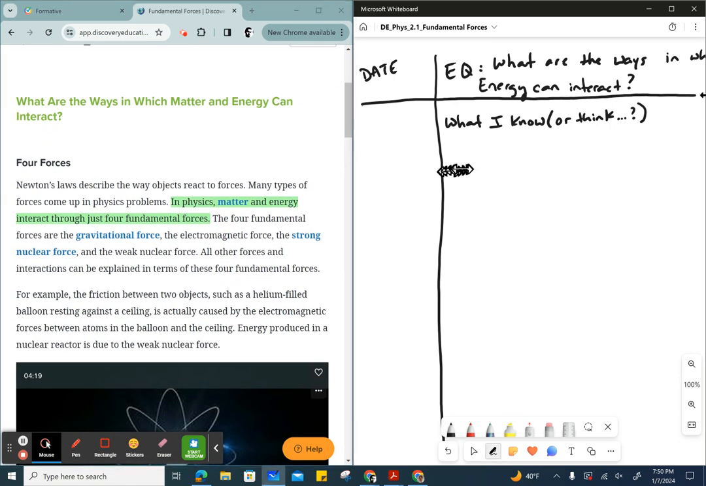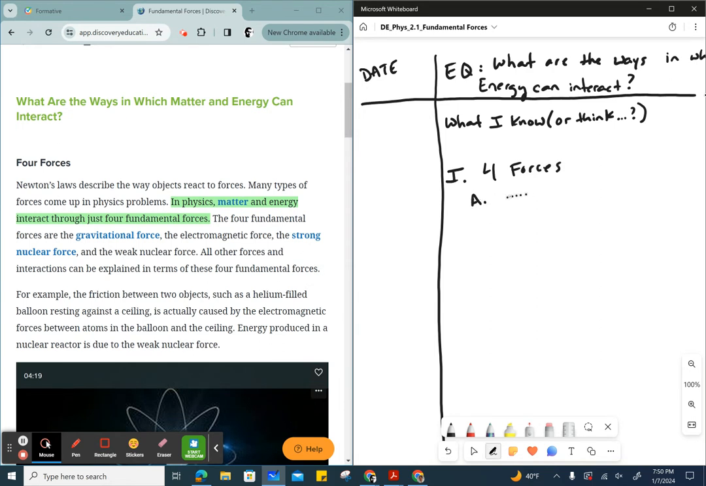Okay, Roman numeral 1. As we take a look at our text, and that's what we're doing with our notes here, we're going to tear apart the text. There's 4 fundamental forces in physics, you see it highlighted here. I use green to express main ideas. In physics, matter and energy interact through just 4 fundamental forces. So 4 forces, and it's worth writing that down.